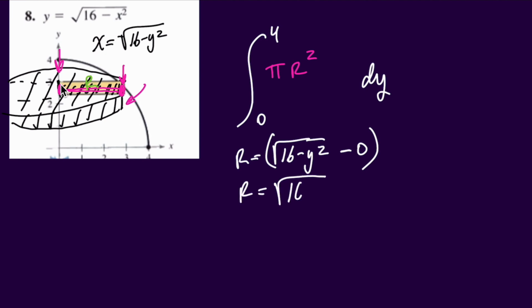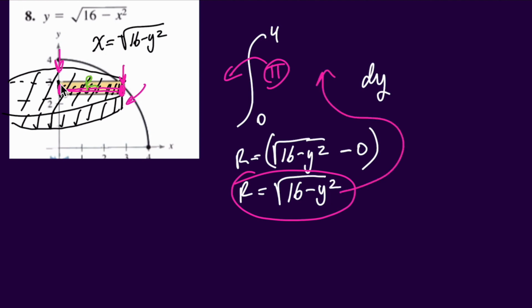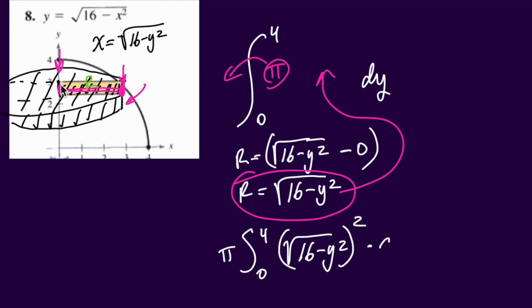So now when we plug in, we're going to plug in this for r. Let me erase this r squared, and now we're going to take this pi and bring it out, and we're going to take this and square it. So let me rewrite that down here in white. We're going to have pi times the integral from 0 to 4 of the square root of 16 minus y squared times dy.